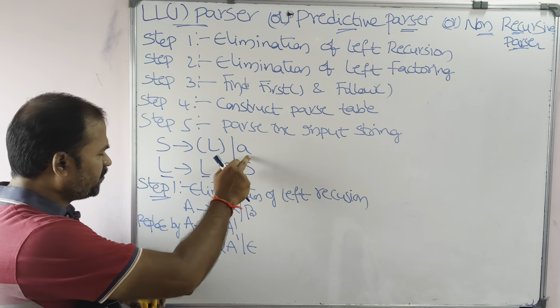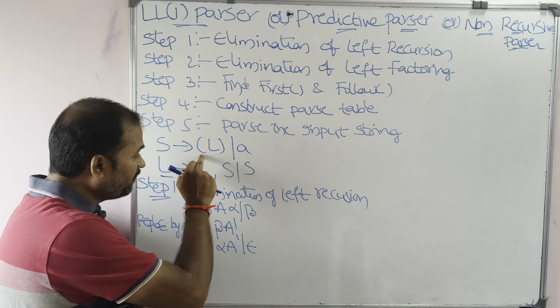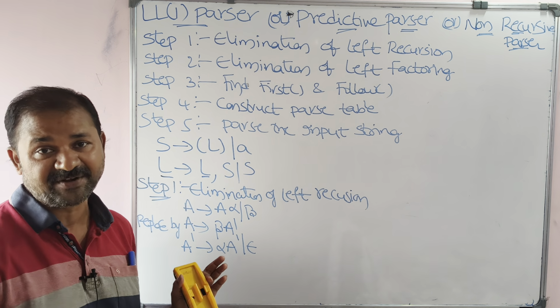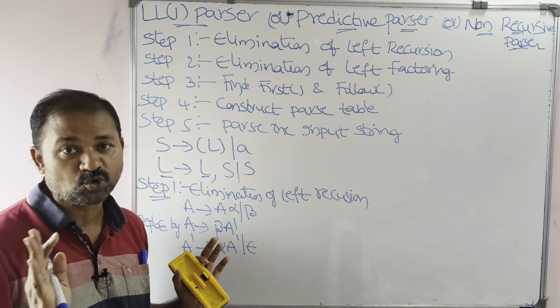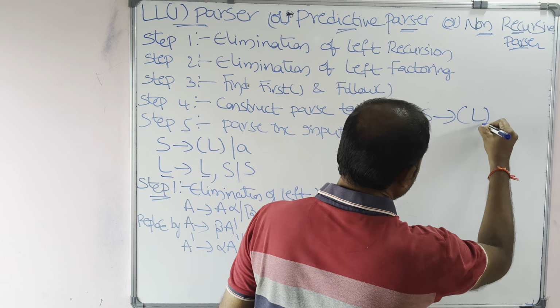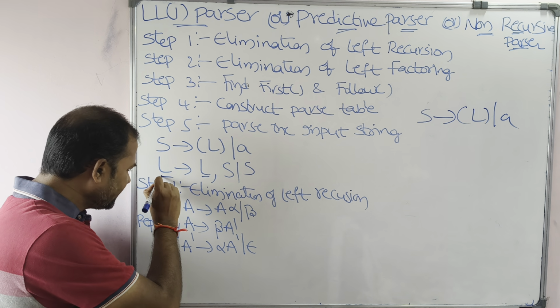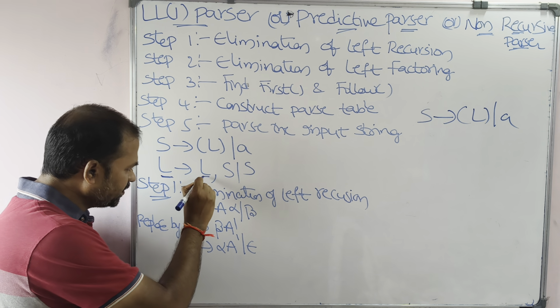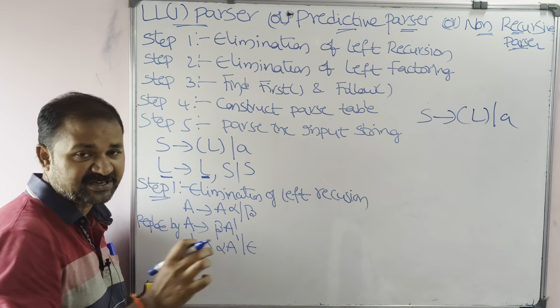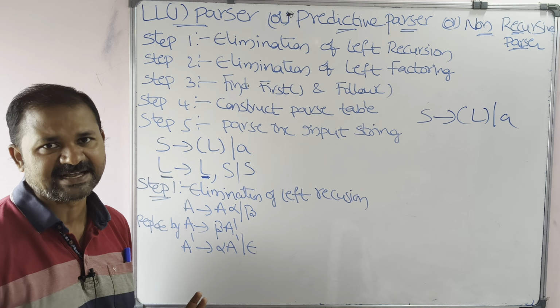So if we observe the first production, here the left hand side non-terminal is S, and on the right hand side we have left parenthesis. So both are different, so we can say that there is no left recursion. Here there is no left recursion for S produces L or A. Second production, here the left hand side non-terminal is L. In the right hand side also, the first non-terminal is L. Both are the same, so we can say that there is left recursion.